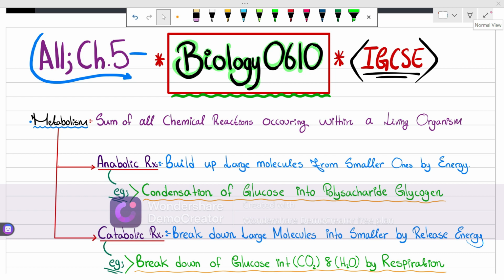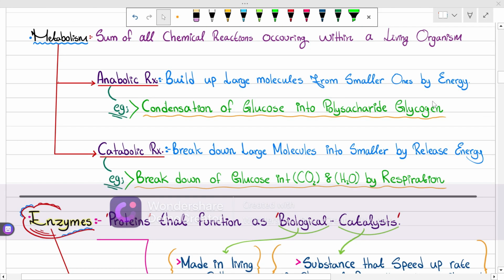There are two types of metabolism, anabolic and catabolic. Anabolic is the building up of large molecules from smaller ones by use of energy. Example, condensation of glucose into the polysaccharide glycogen.